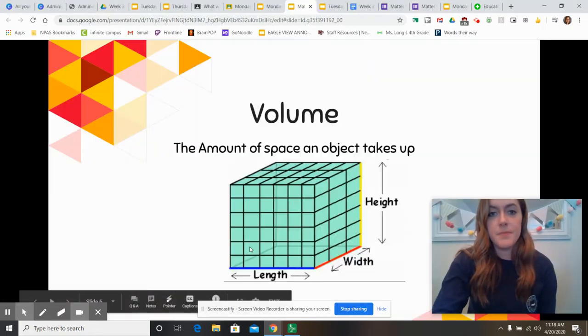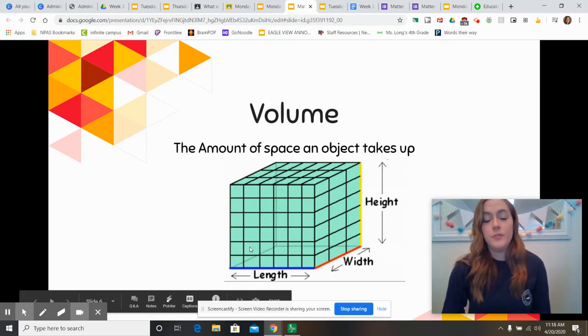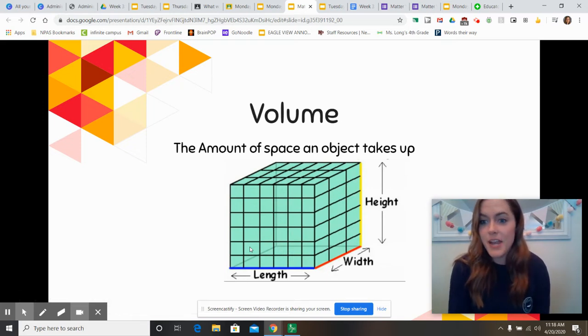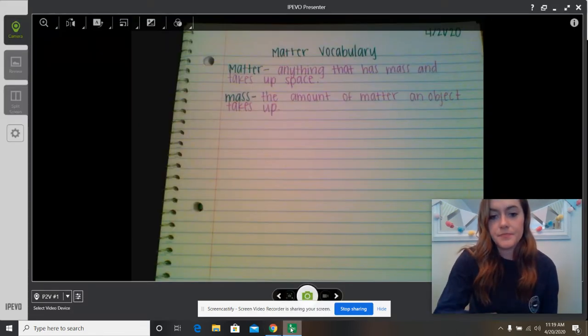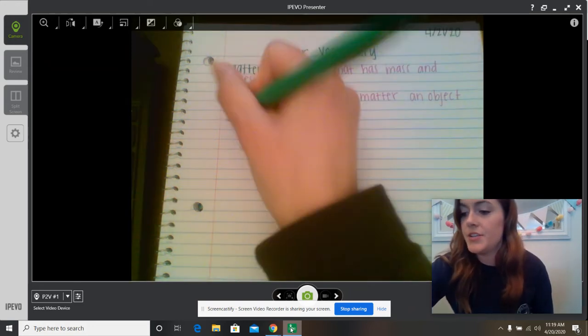All right, let's look at the next term. The next term is volume. We've heard volume a lot in math, right? We've even learned how to find the volume of certain objects. So same thing with matter. Volume is the amount of space an object takes up. We've learned a lot about perimeter. Perimeter is the distance around the shape. Volume is the amount of space the object takes up, the amount inside the shape. So volume, the amount of space an object takes up. That's your third one.